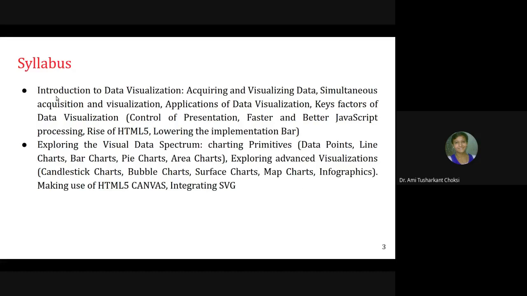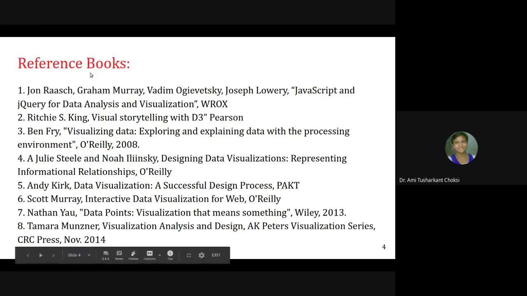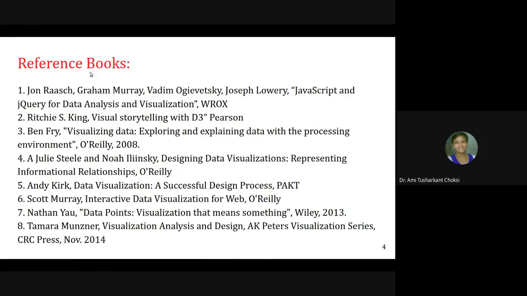So what is there in the syllabus? These are the contents available here. Let us see them. What are the reference books? They are listed here. Fine. So you can see that and you can purchase it or you can try for an e-copy download of it. Right?